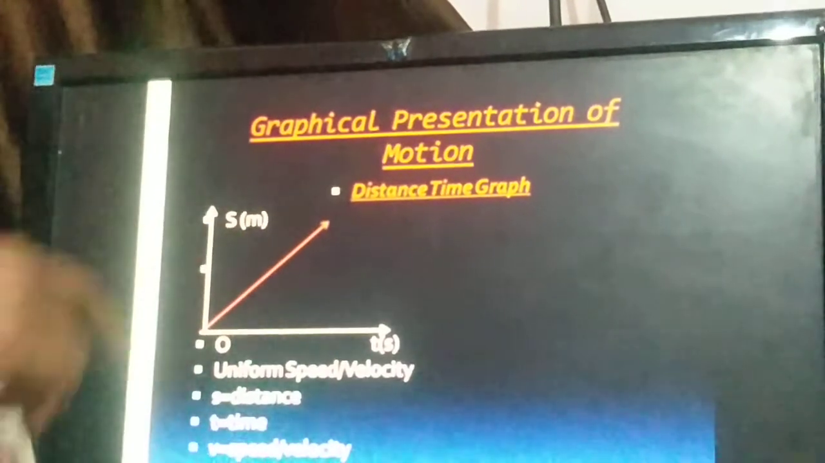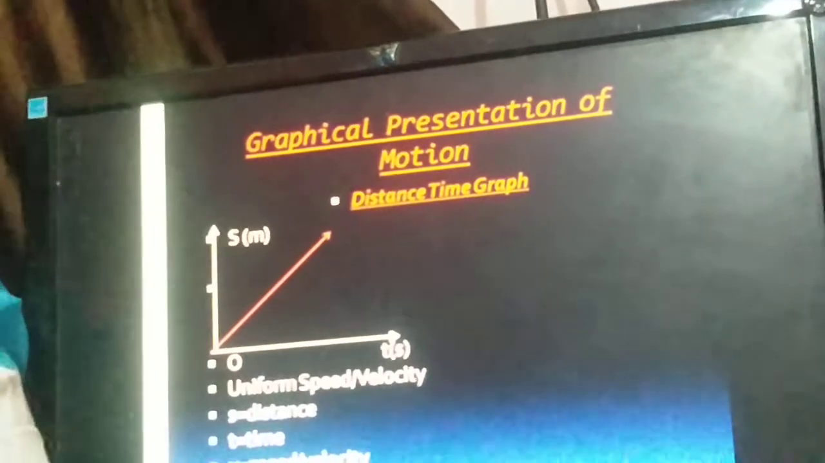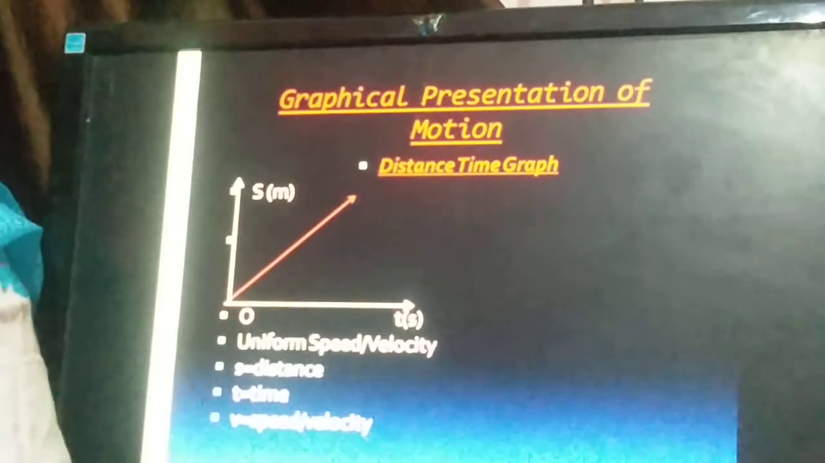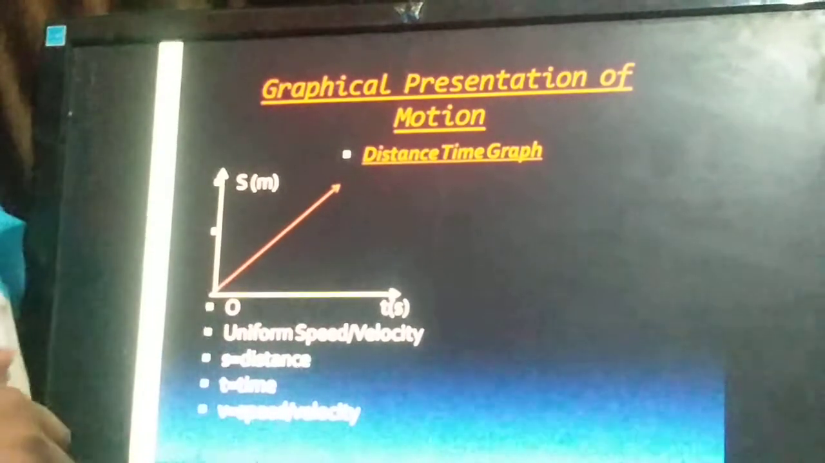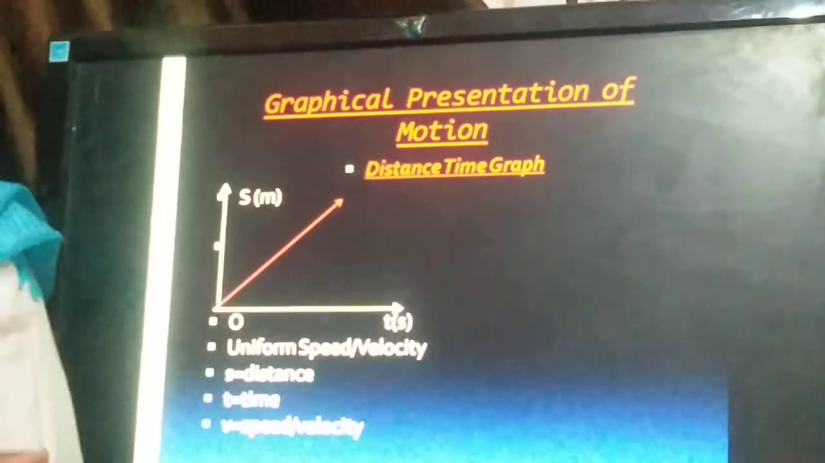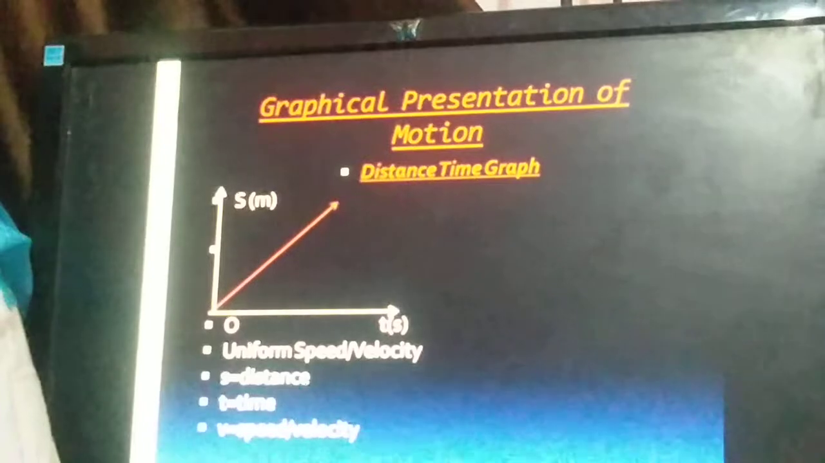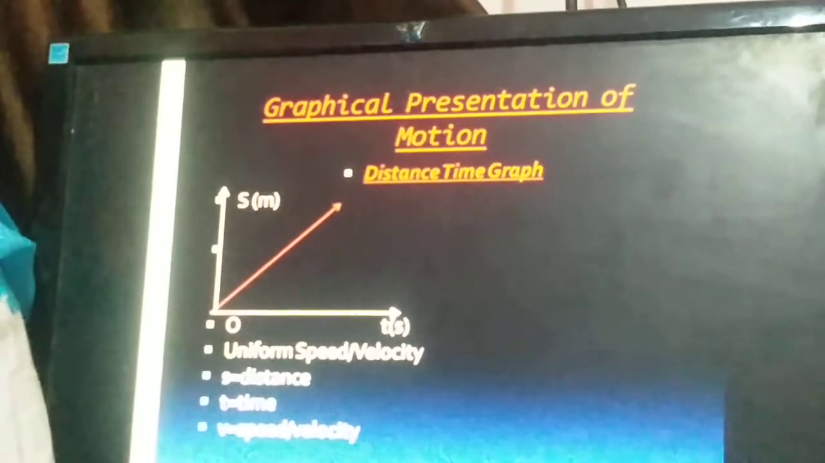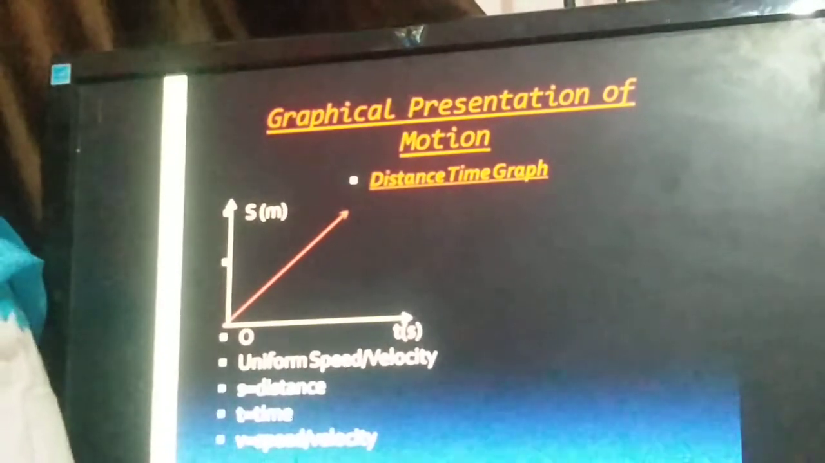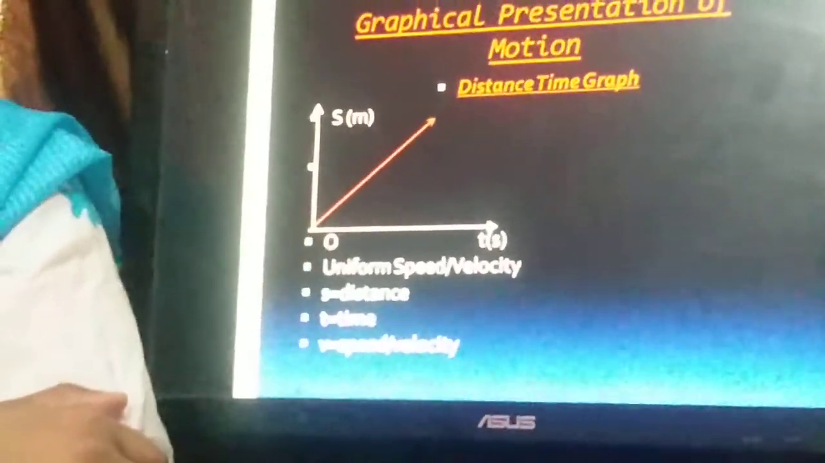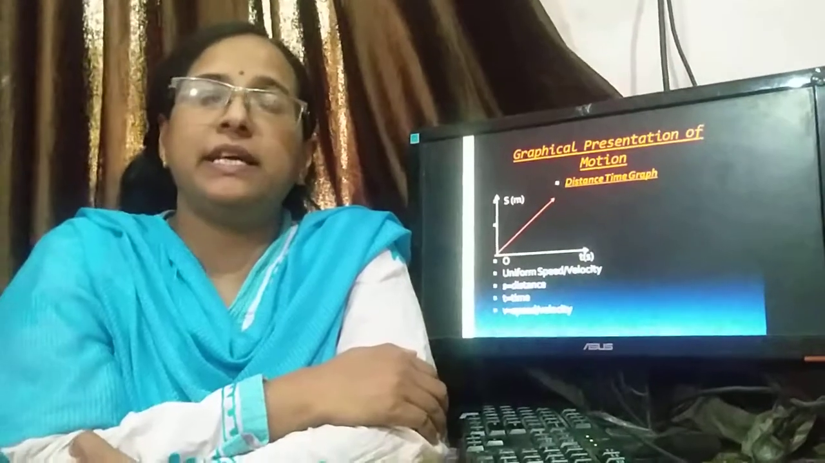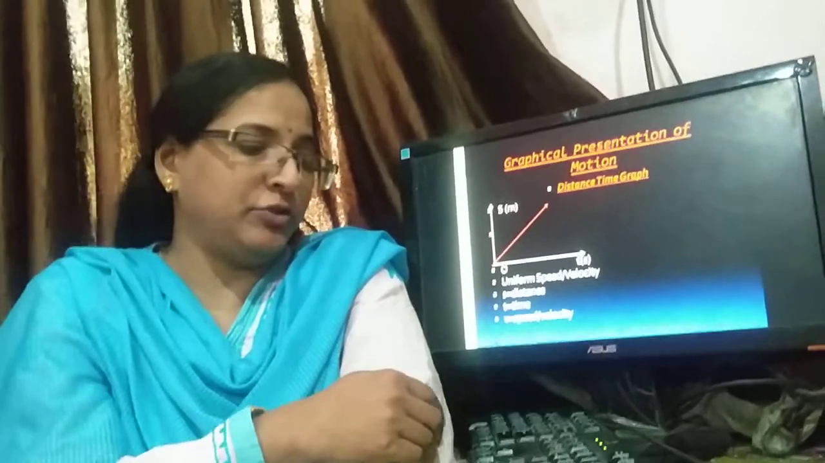If we have a straight line like this, making a slope, then we say that the object is in uniform motion. Now, if this line is parallel to the x-axis, then we say that the object is not moving or the object is at rest. Seeing the slope of the line, we can also say which object is moving faster and which object is moving slow. If the line is not straight and it is making a curve, then we say that the object is in non-uniform motion.